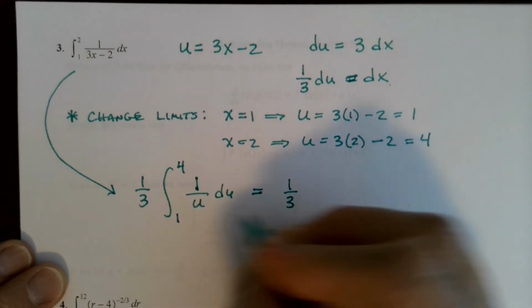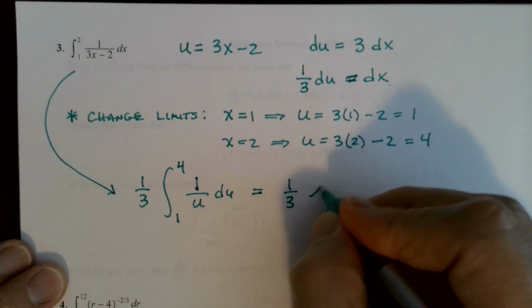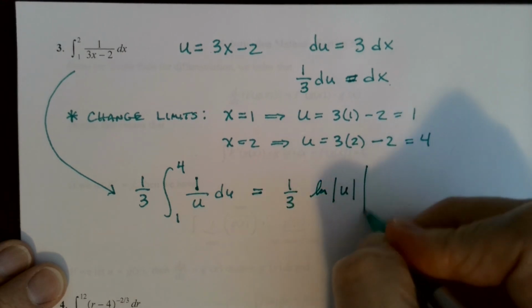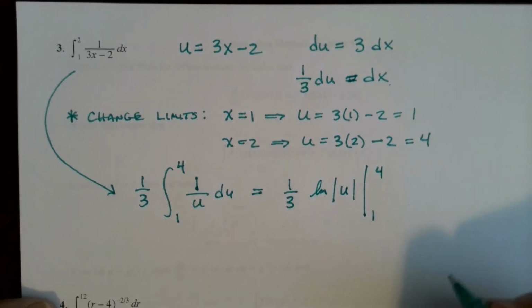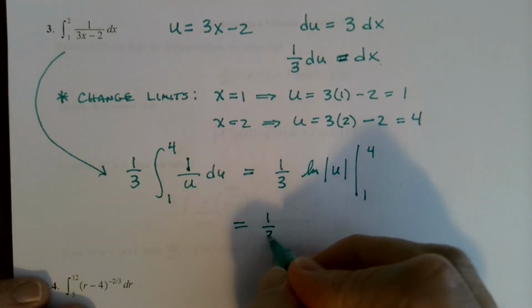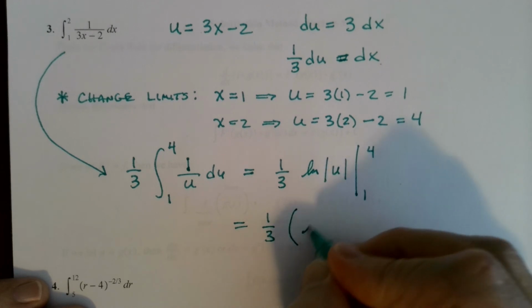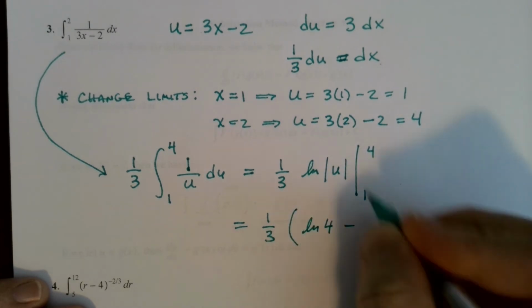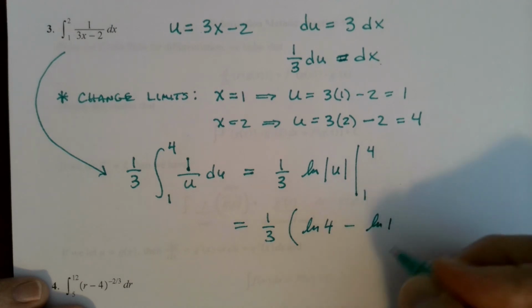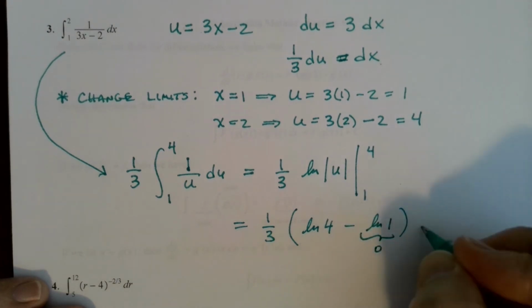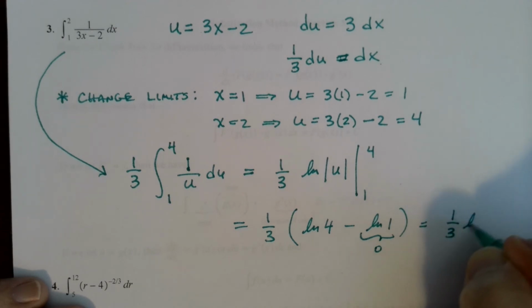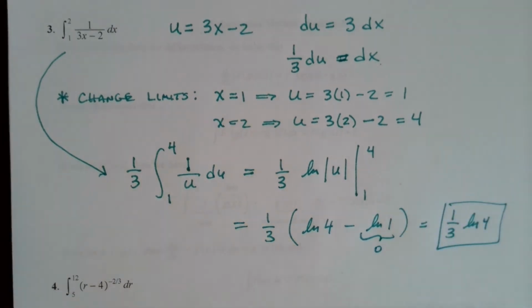So this is 1/3. What's the antiderivative of 1 over u du? That's the natural log absolute value of u, and we're evaluating that at the upper limit of 4 and the lower limit of 1. So this is 1/3 times the natural log of 4 minus the natural log of 1. But the natural log of 1 we know is 0, and so our answer is 1/3 the natural log of 4. Again, we are not going back to the original variable x in these problems, unlike the indefinite integrals when we're finding the antiderivative.